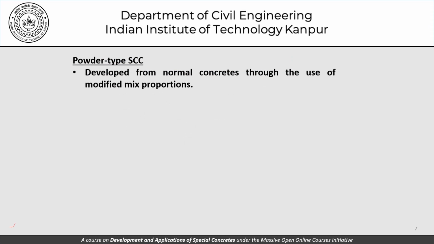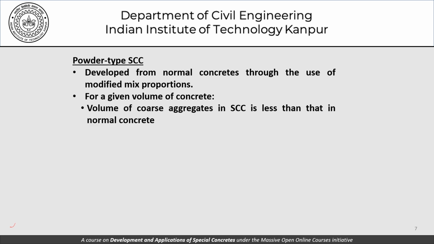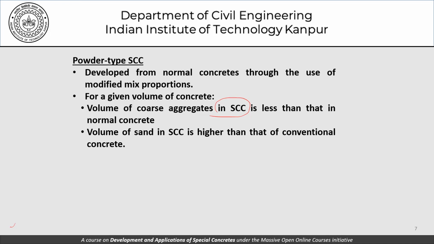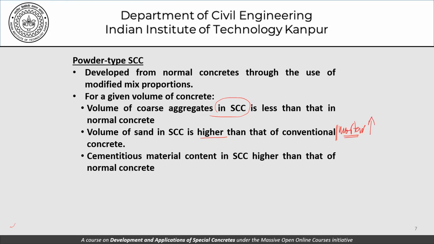Now let us review some basic features of the powder type self-compacting concrete mixes. This is developed from the normal concretes through the use of modified mix proportions, and for a given volume of concrete, what we try to achieve is we limit the volume of coarse aggregates. That is, the volume of coarse aggregates in self-compacting concretes is less than that in normal concrete. The volume of sand in self-compacting concrete is higher than the conventional concrete, and this contributes to the mortar content. So the mortar content in self-compacting concrete is higher.